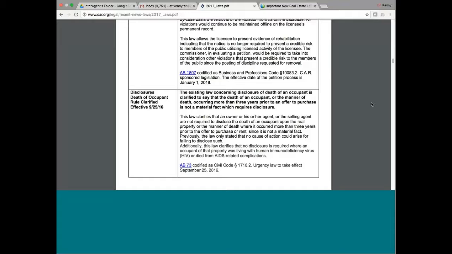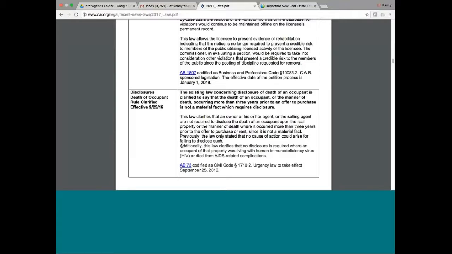Okay. All right. So much about death that is greater than 3 years. Now, you know we learned about HIV, right? Now, that law has remained the same, though. The law has not changed.